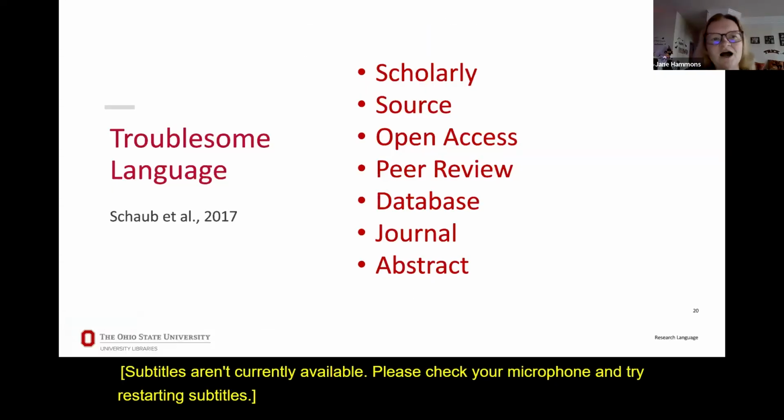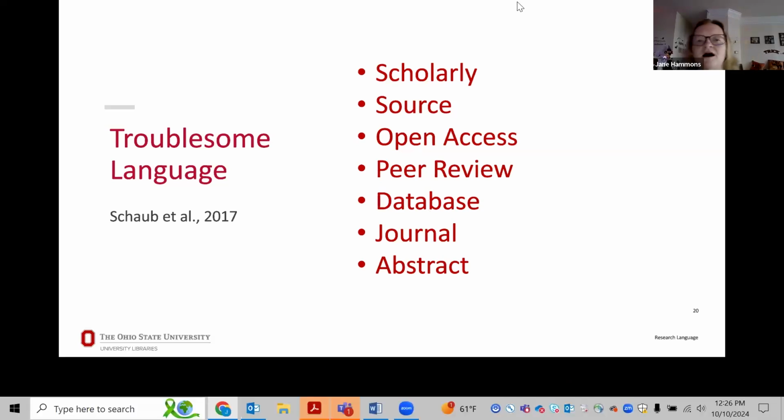So the article by Schaub and colleagues, some of the terms that they found that students had difficulty with were the same ones that you all noted on the Padlet: scholarly, source, open access, peer review, database, journal, abstract. All of those are ones that students could really struggle with.